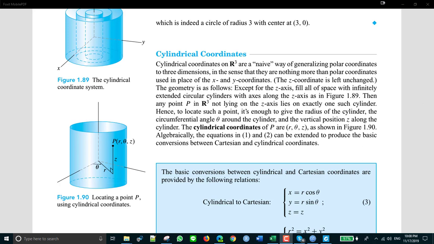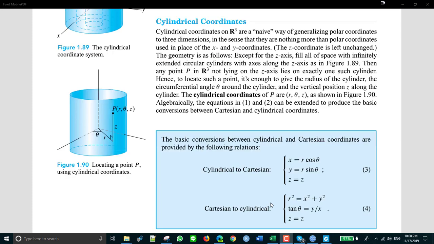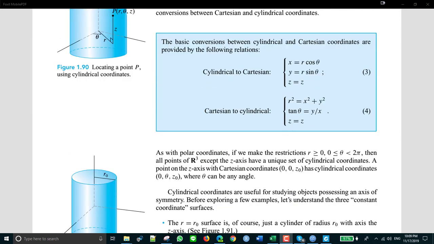And then we have to ask, how do we convert from cylindrical to Cartesian and vice versa? Of course the z is the same in both, so we don't really have to do anything new. We just have the same stuff that we had before, and then z equals z. We can also make the same kinds of restrictions on r and theta, although we don't have to, but typically we would. Then we could have a unique set of cylindrical coordinates.